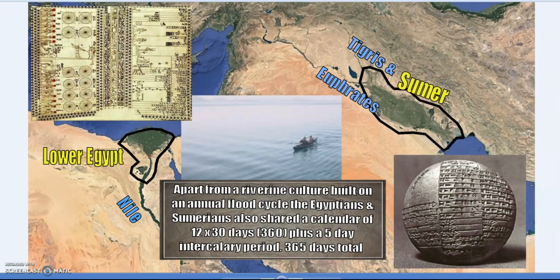Apart from this riverine culture built on the annual flood cycle, they both shared a calendar of 360 plus 5 days, or 12 months of 30 days plus a 5-day calendar.